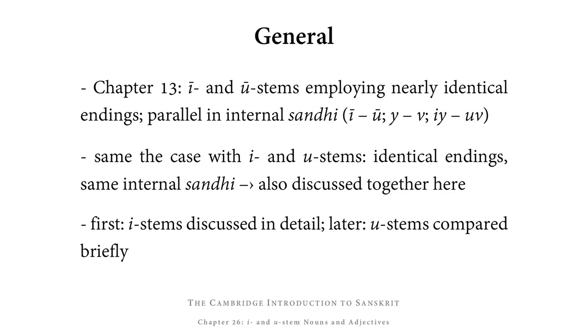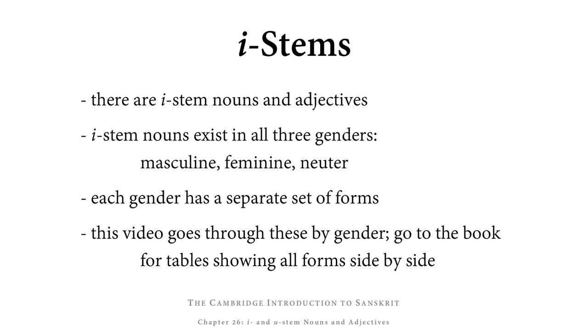What we're going to do is we will first look at I stems, short I stems in detail, and then later we will briefly compare short U stems with them. So, short I stems. There are short I stem nouns and there are adjectives. Short I stem nouns exist in all three genders, masculine, feminine and neuter, and each gender has a separate set of forms. This video will go through these forms by gender, but if you want to have a table that shows all these forms side by side, you can simply go to chapter 26 in the book.